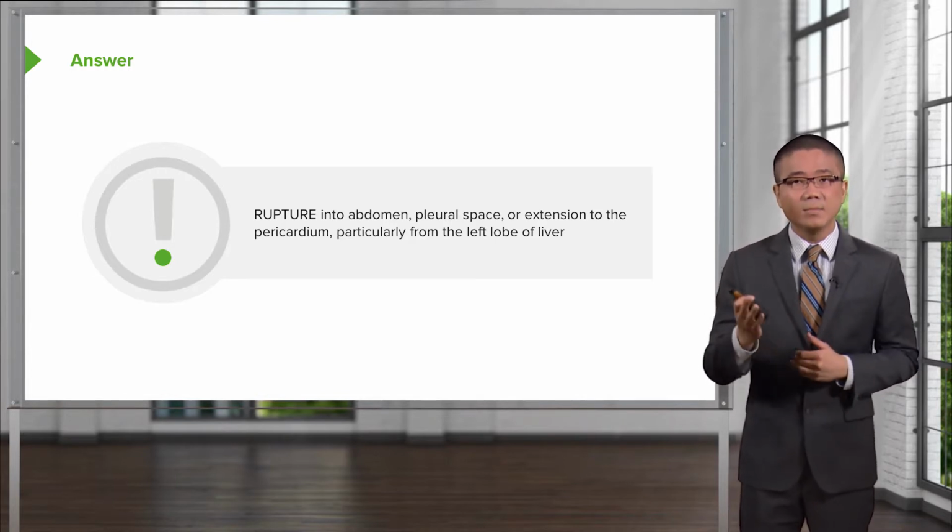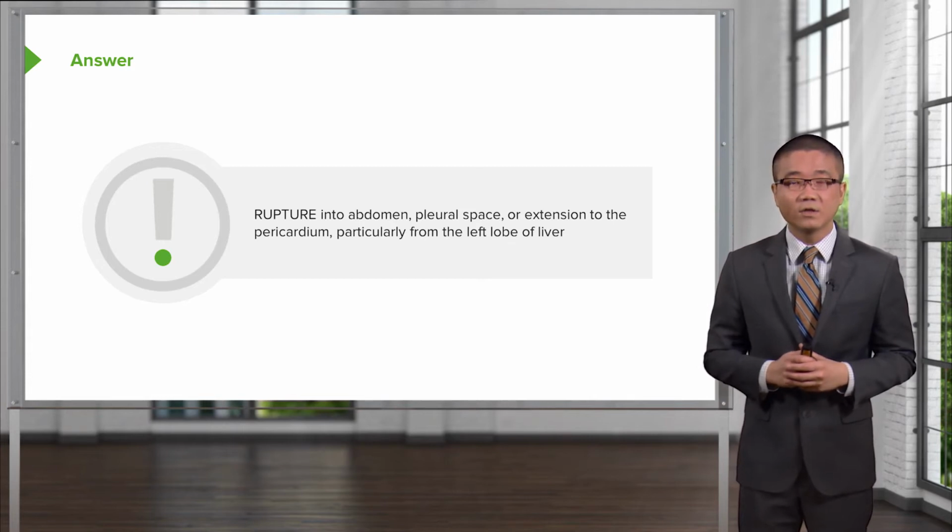And lastly, because of the proximity of the left lobe of the liver to the pericardium, this can cause pericarditis and an abscess in the heart.